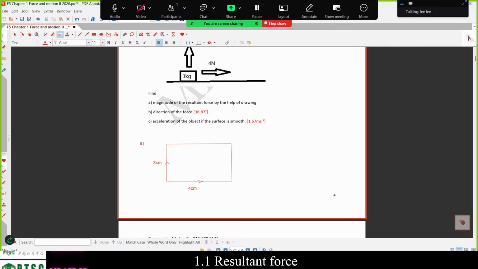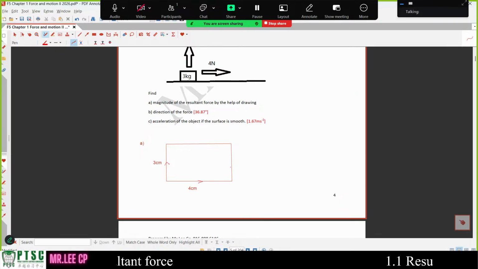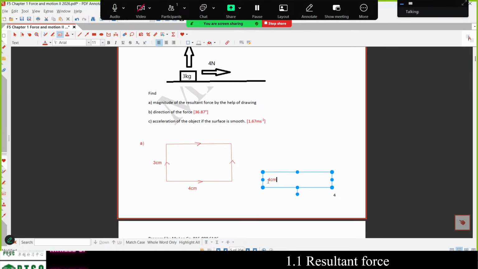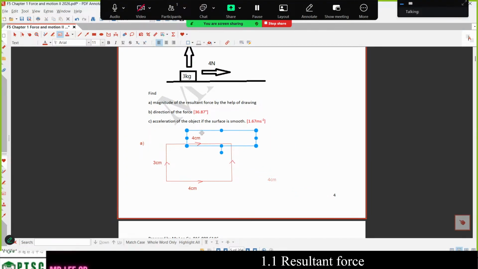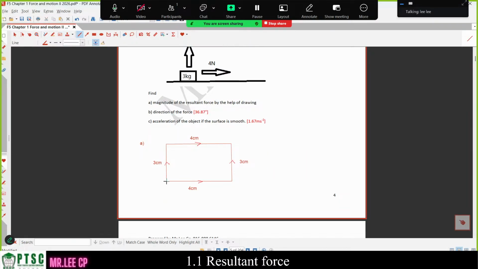So after that, you need to draw a parallelogram, or here it is a rectangle. Right? Rectangular. So here also 3 cm. Sorry, here also 4 cm, same as here. Parallel. Here also 3 cm, right? 4 cm, and 3 cm here. So now this one is your resultant force, from where we start to where we end.